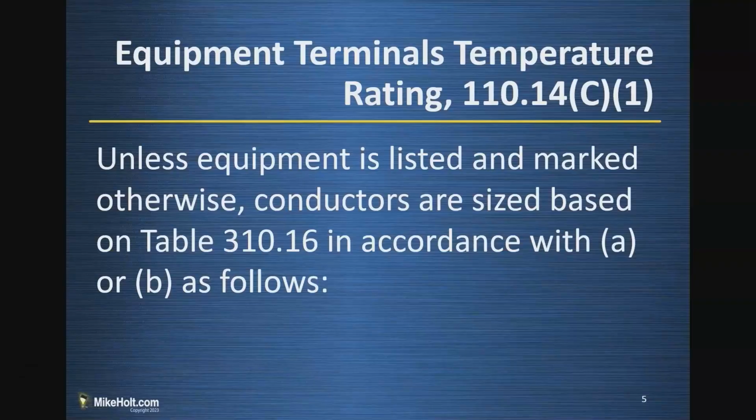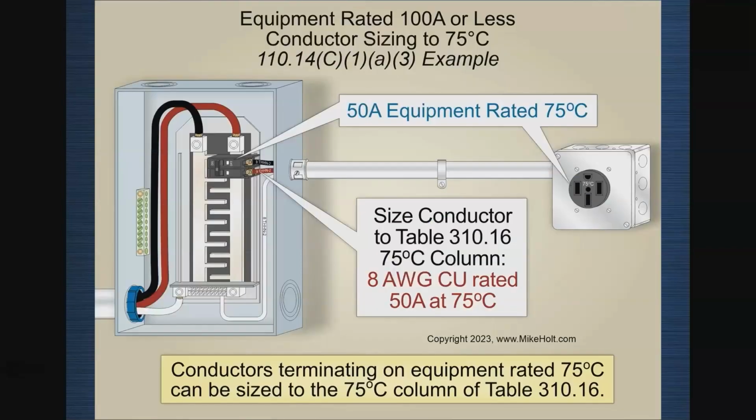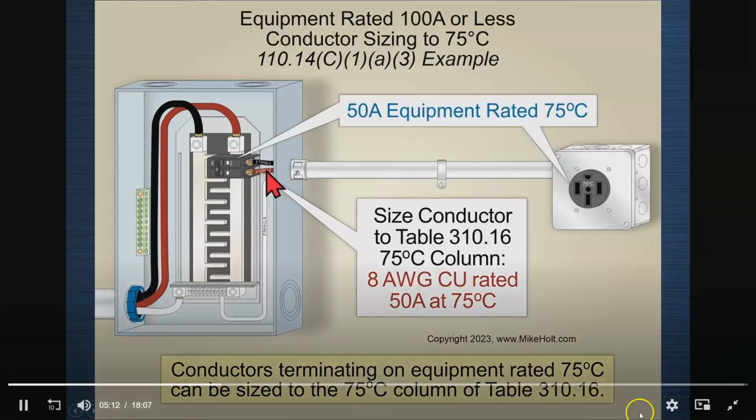Unless equipment is listed and marked otherwise, conductors are sized based upon Table 310.16 and equipment A and B. So, going to the first graphic, 110.14(C)(1)(a)(3) is the rule that says that this is 100 amps or less, which should be sized to 60 degrees C. But since this equipment is rated 75, and this breaker is rated 75, and this wire is run in between these two points, then I size the wire to a column of Table 310.16.